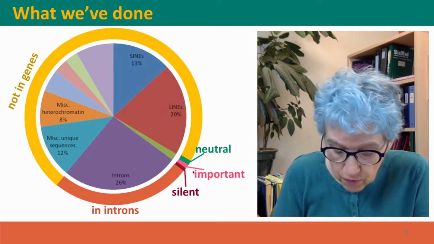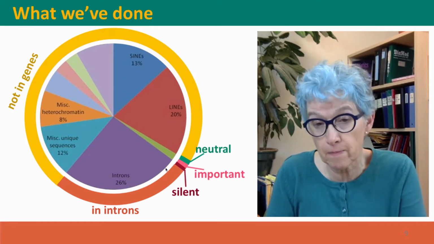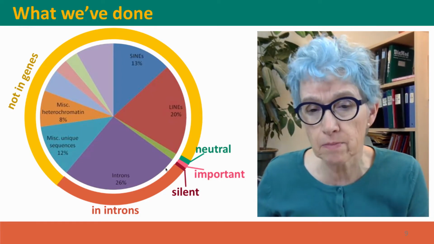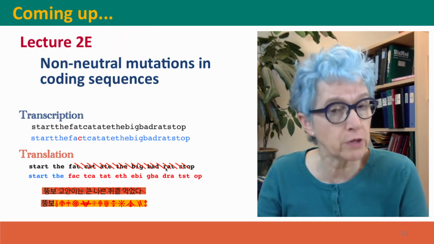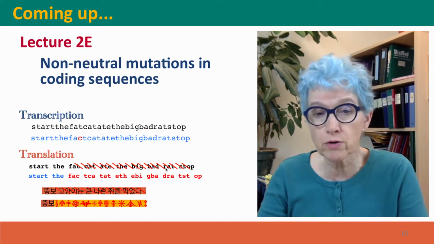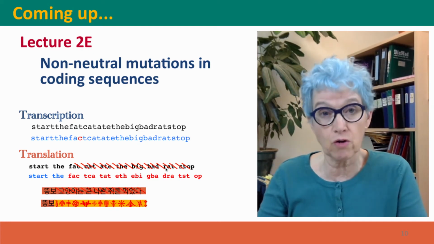Now, there's still the section of the protein where changes make important differences that affect phenotype. We'll talk about these quite a bit in Module 3. But coming up next, we're going to think about a particular category of non-neutral changes in coding sequences, and that's the changes that are called frame shifts.